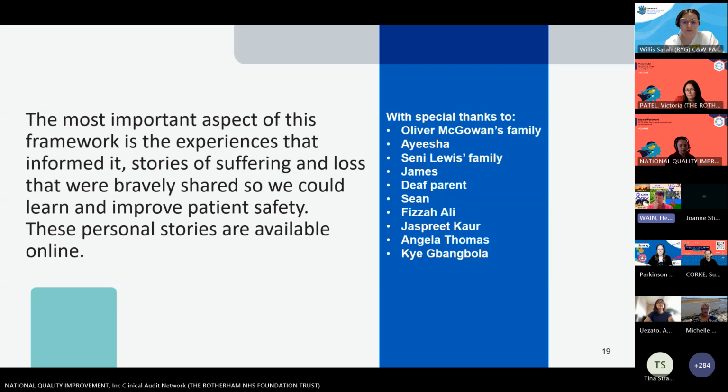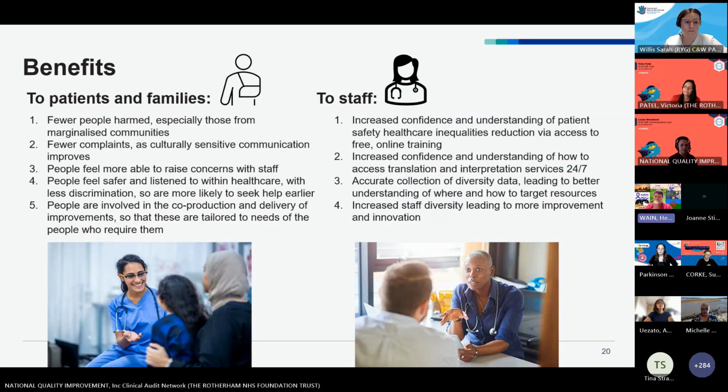They're all available online. They're part of the framework. And it's been really valuable to us to think about who is affected and how they're affected in a way that does not sit solely within, for example, one protected characteristic, but actually looking at people as entities in a whole. Next slide, please.